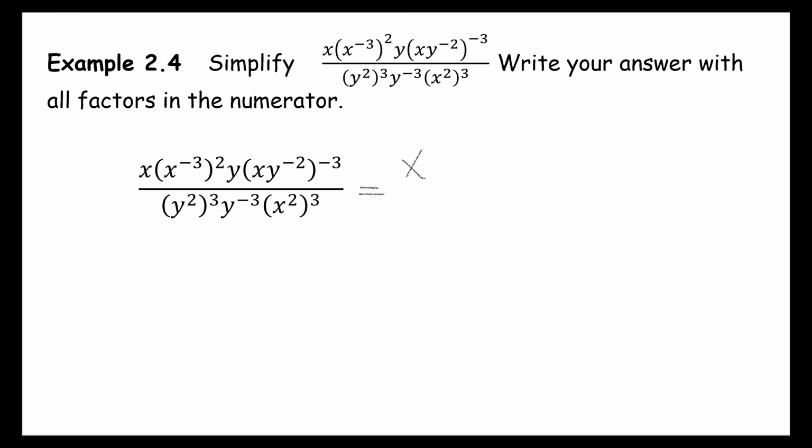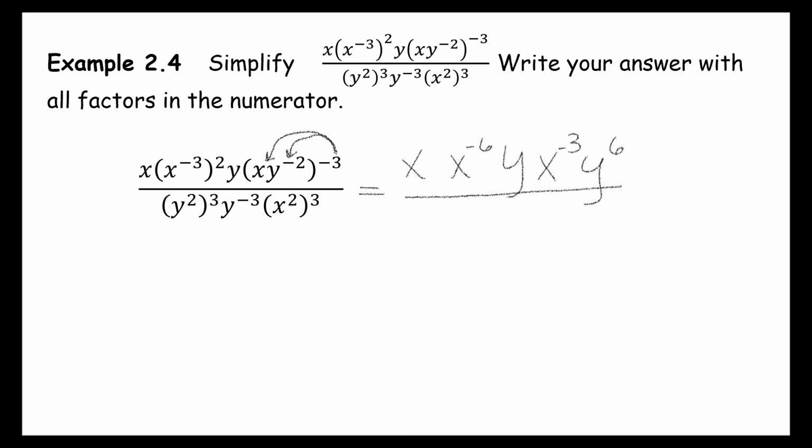You have x to the -3 squared. Multiply the exponents. So you're going to get x to the -6. Then you have a y, just leave it alone, put it right there. The next thing you have is xy to the -2 raised to the -3 power. That means you need to multiply that by the 1 in the exponent there and by the -2 in the exponent there. So you're going to have x to the -3 power and then y to the -2 times -3, which is 6. So that's the whole numerator.